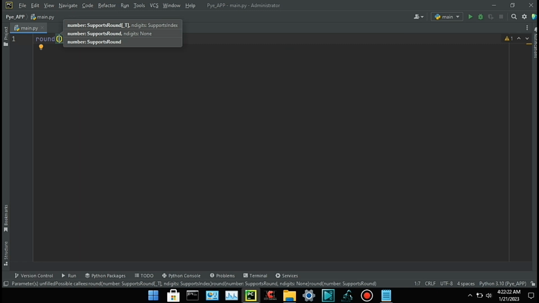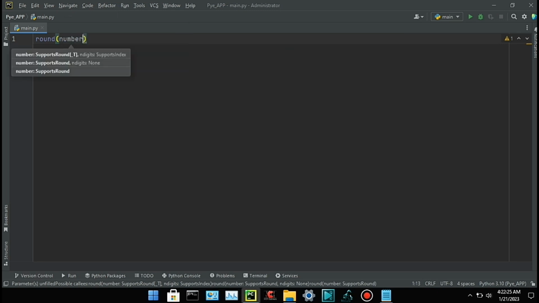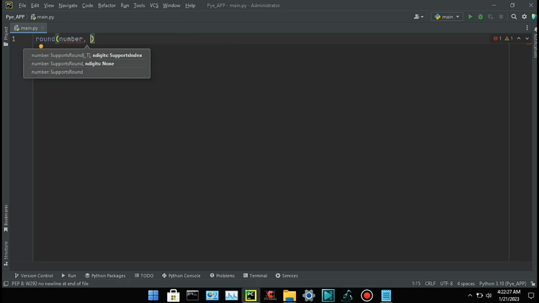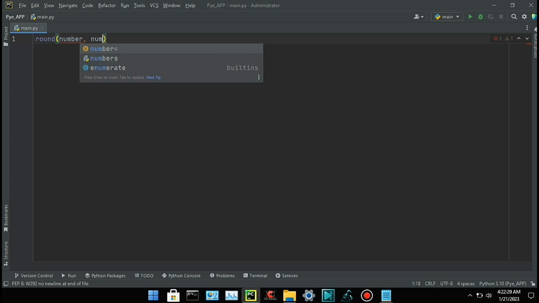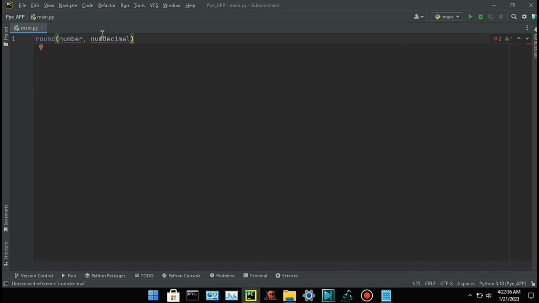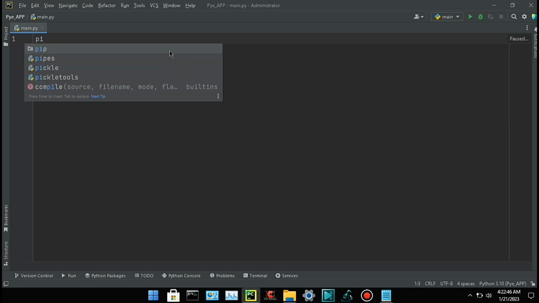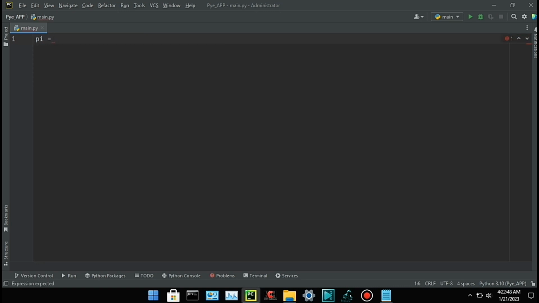The syntax of round is that you input the number, separate it with a comma, then the number of decimal places where you want to round your number to. So we are going to see an example of how we can round numbers using the round function. Let's round pi, which is equal to 3.141, to two decimal places and to three decimal places.